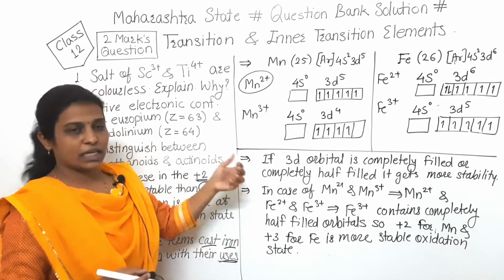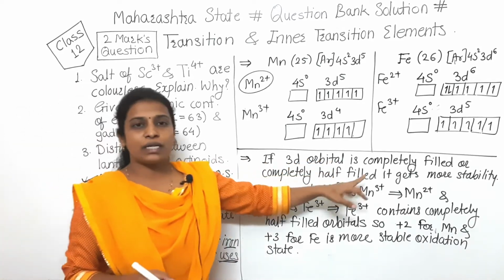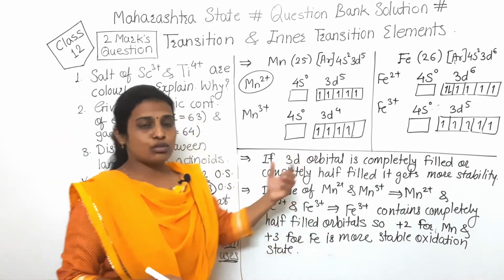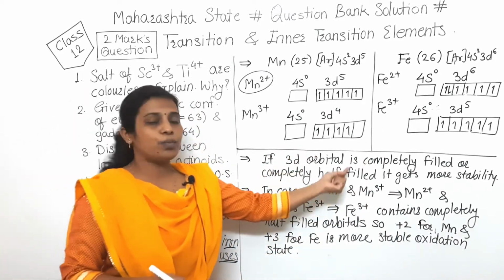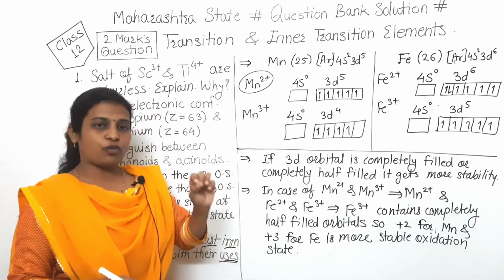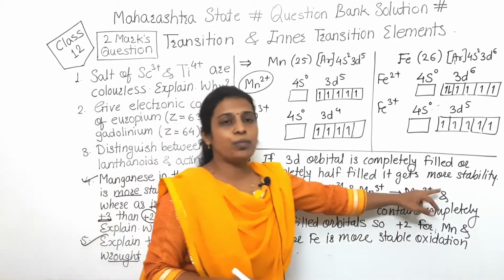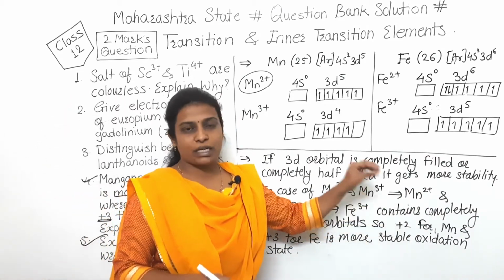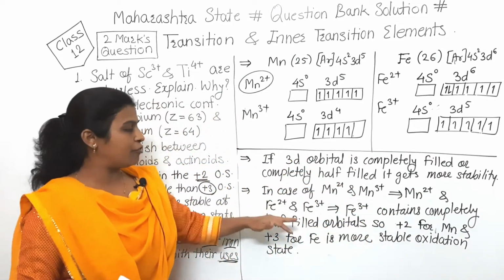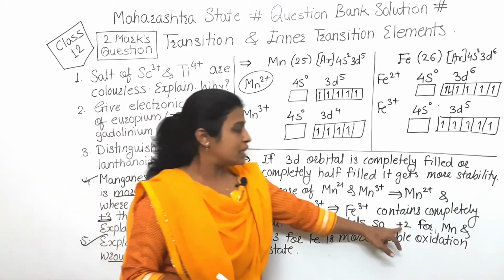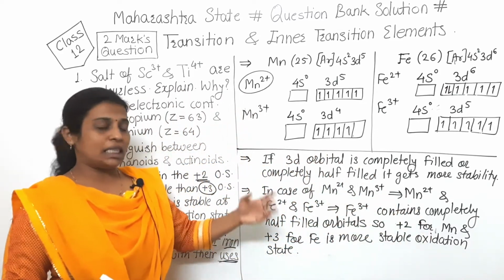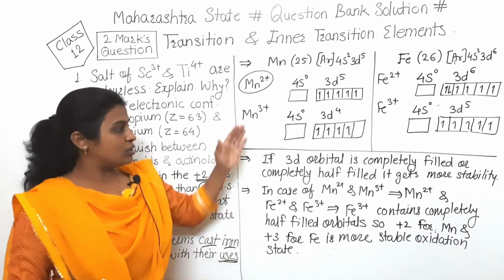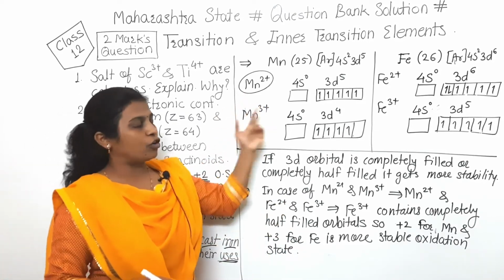What are these points? Once again I will repeat. If the 3d orbital is completely filled or completely half filled, it gets more stability. So if we compare the Mn2+ and Mn3+ oxidation states for Mn, and Fe2+ and Fe3+ for Fe, Mn2+ and Fe3+ contain completely half filled 3d orbitals. So they are more stable in their +2 and +3 oxidation states respectively. So this is the answer we have completed for the 2 marks.